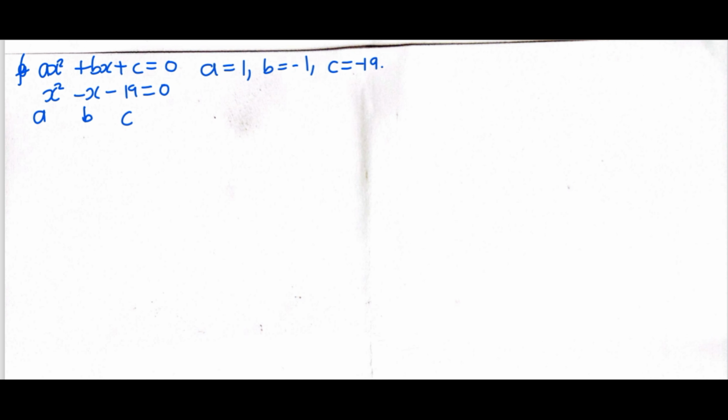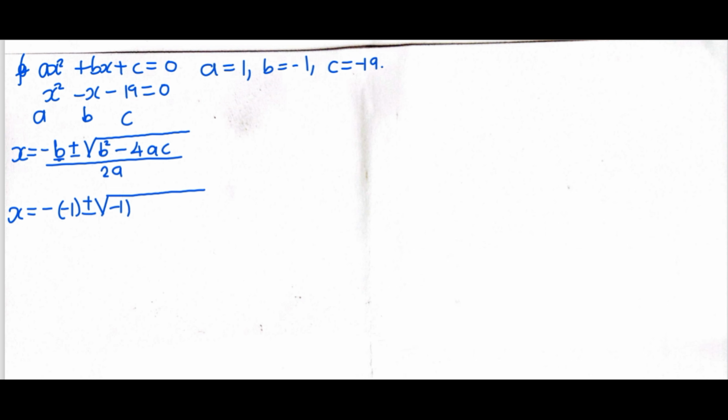Now let us apply the formula. The formula is x is equal to minus b plus or minus the square root of b squared minus 4ac, everything divided by 2a. Now we can do the substitution. So x will be negative, what's our b? Negative 1, plus or minus the square root of negative 1 squared, what's our a? It's 1, c is negative 19, divided by 2 times 1.